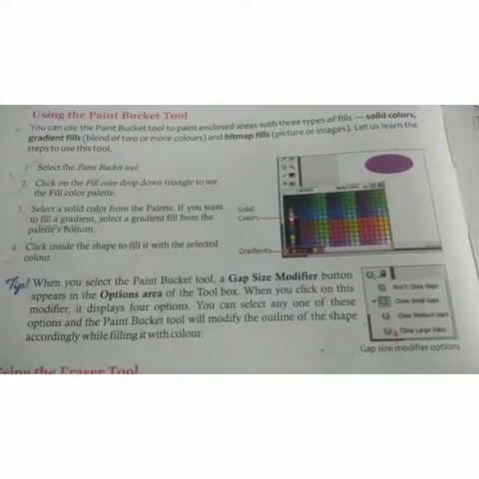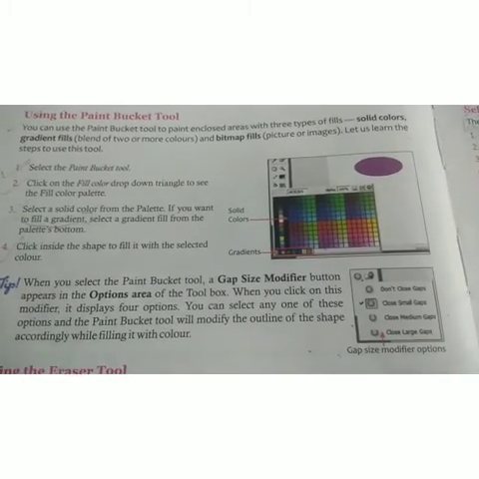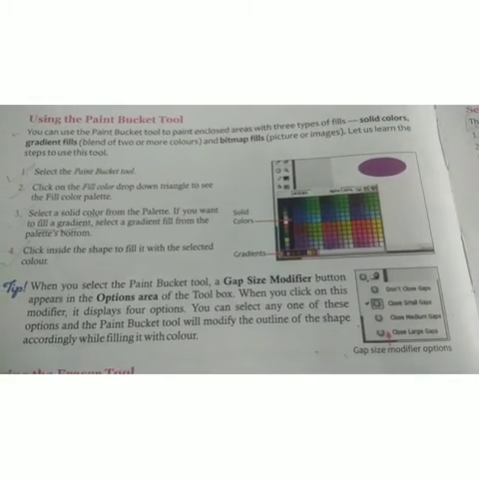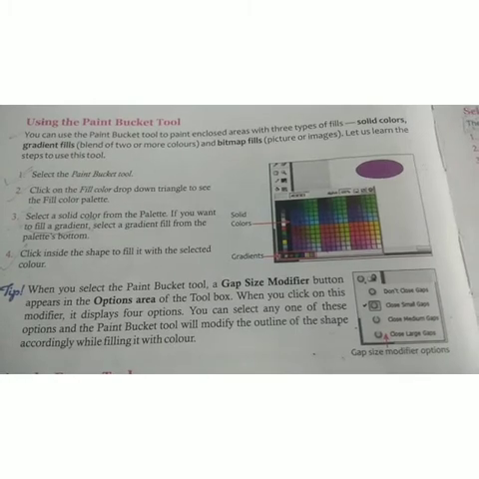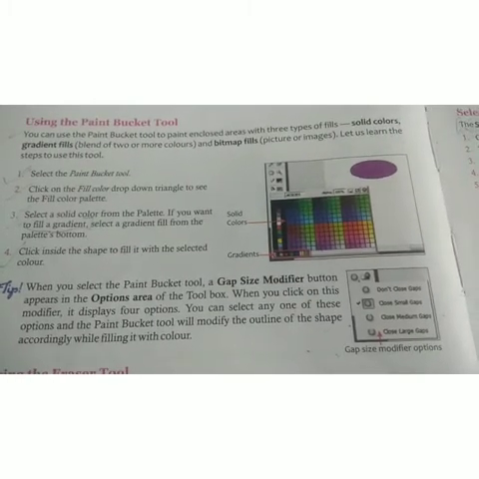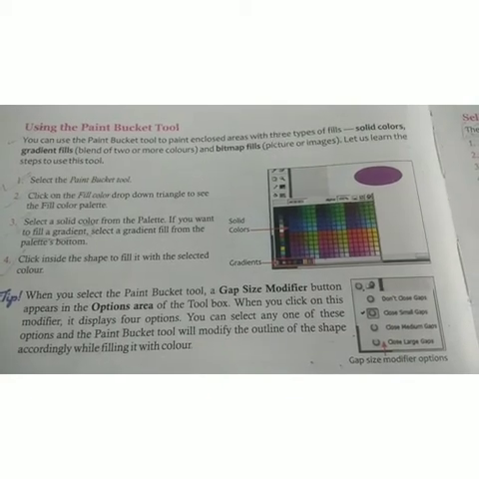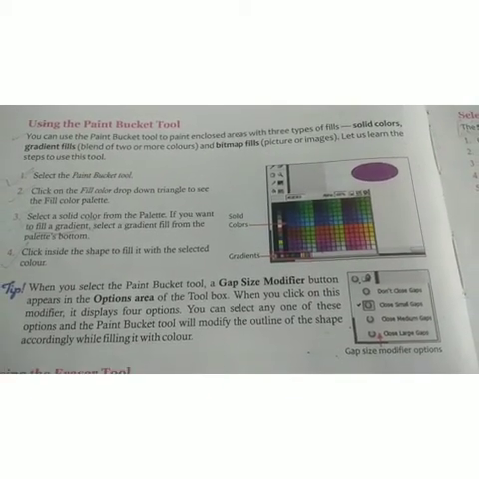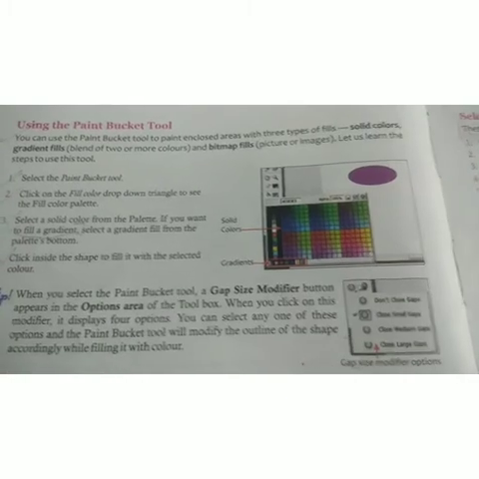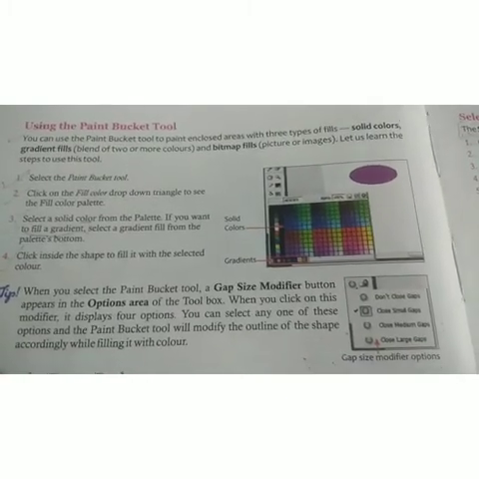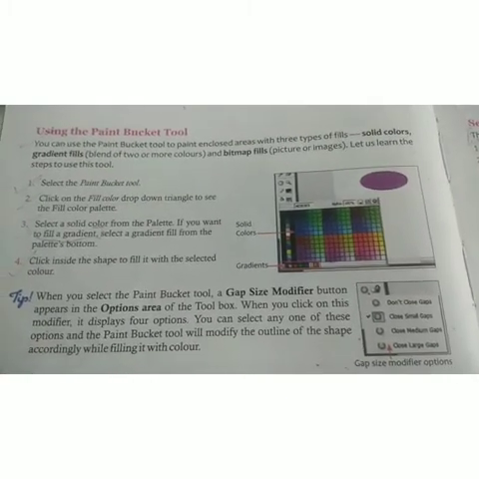Now tip: when you select the paint bucket tool, a gap size modifier button appears in the options area of the toolbox. When you click on this modifier, it displays four options, so you can select any one of these options and the paint bucket tool will modify the outline of the shape accordingly while filling it with colors. Now you can see the gap size modifier option properly.